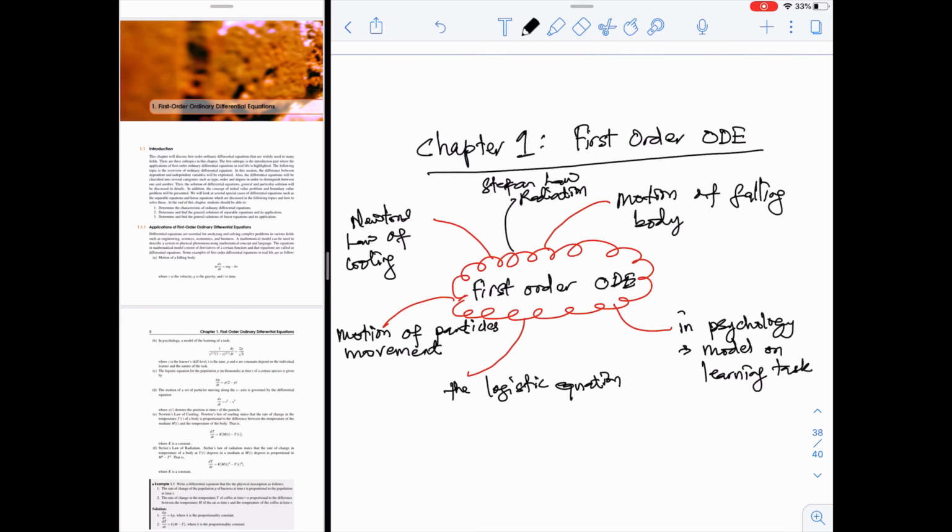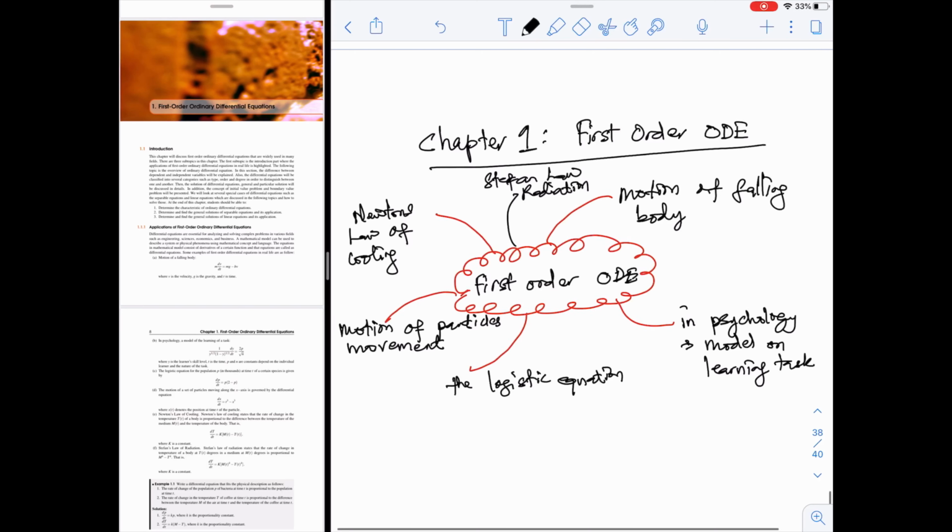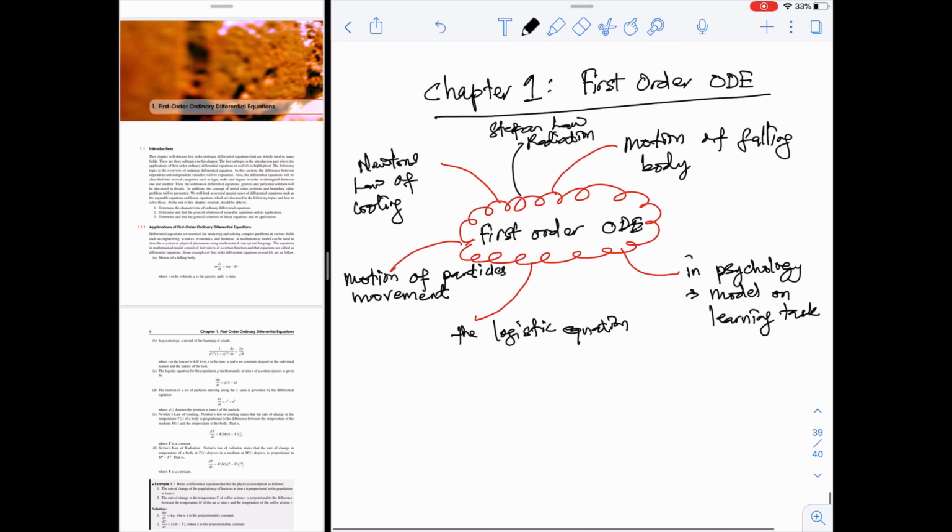Hello everyone. Today's lesson is to study the first order ordinary differential equation. Before we go further, let's look at what the applications of the first order ordinary differential equation are. We can find the application in the motion of a falling body. Even in psychology, we will face the ordinary differential equation in the model of the learning task.